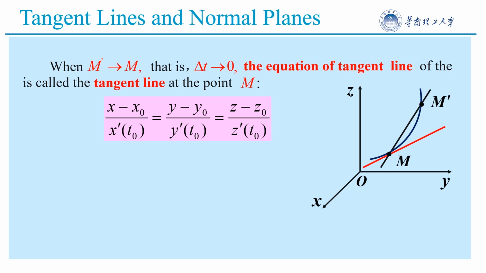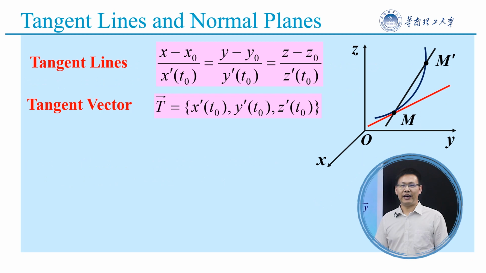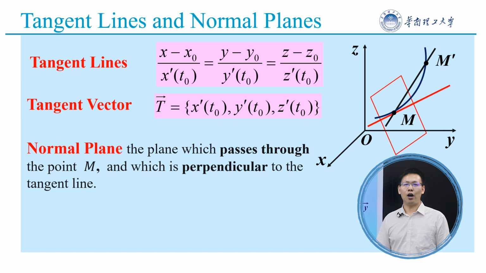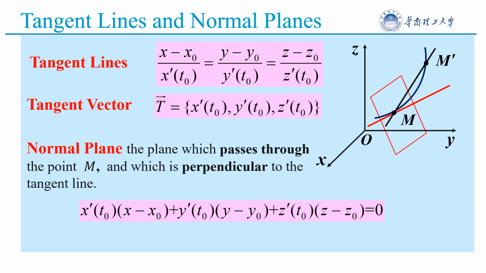The vector T is the directional vector of tangent line and is called tangent vector. The plane which passes through the point M and is perpendicular to the tangent line is called the normal plane. Obviously, the normal vector of this plane is the directional vector. So the equation of the normal plane is as follows.